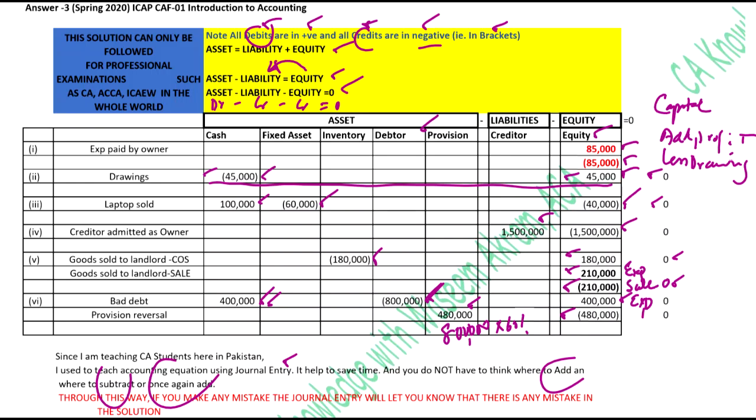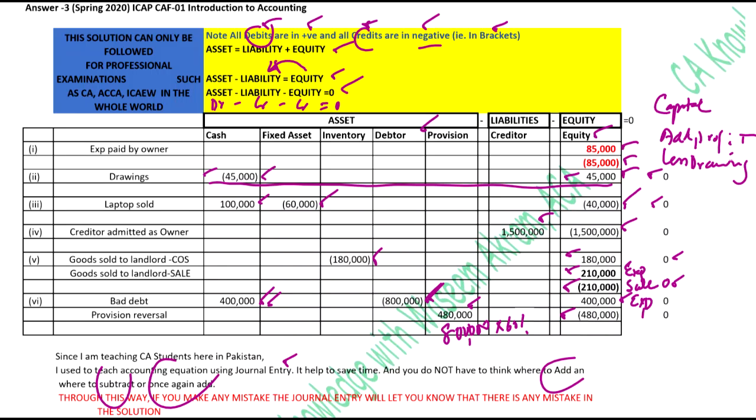So this way, if you make any mistake, the journal entry will let you know that there is a mistake in the solution. How? When you see that every line has zero balance, there would be no mistake, inshallah.